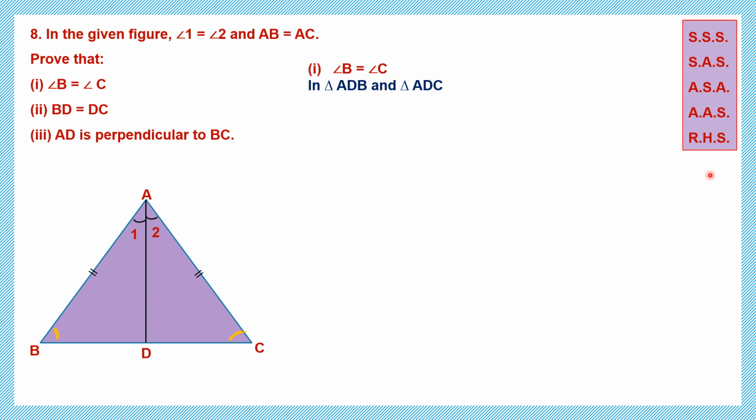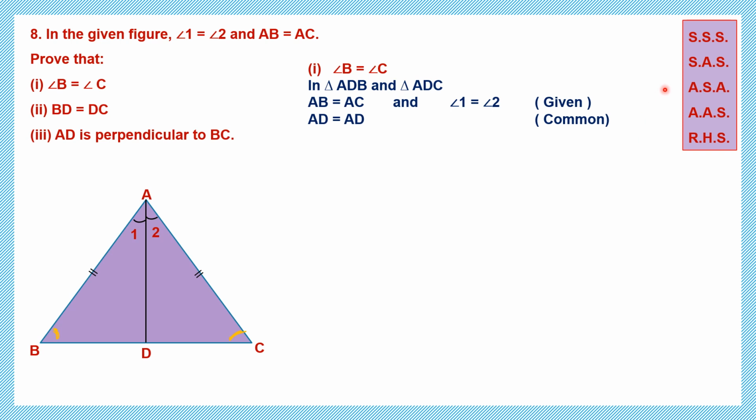Now we are going to use one of these axioms to prove that these two triangles are congruent. So now let's see what is equal here. So here AB is equal to AC and angle 1 is equal to angle 2. This is already given to us. Now look at one more side, the side AD. This side AD belongs to this triangle as well as to this triangle. That means it is common. So AD is equal to AD, that is common. So here what do we have? We have two sides and an included angle. So which of these properties or conditions can we use?